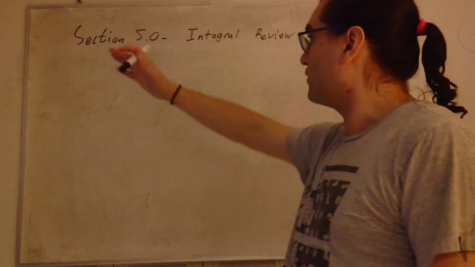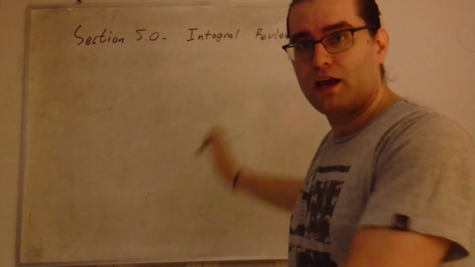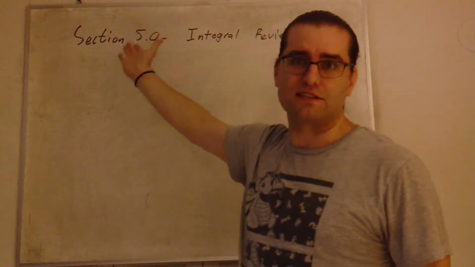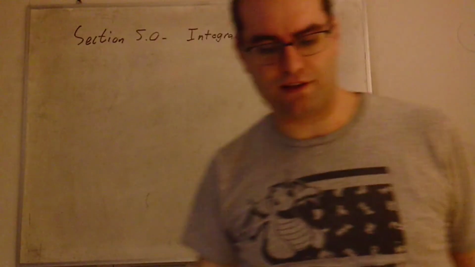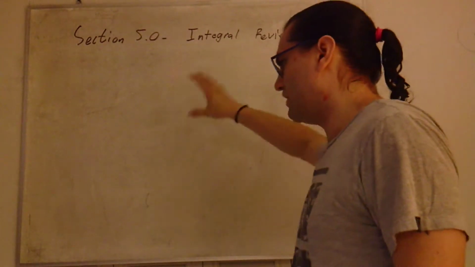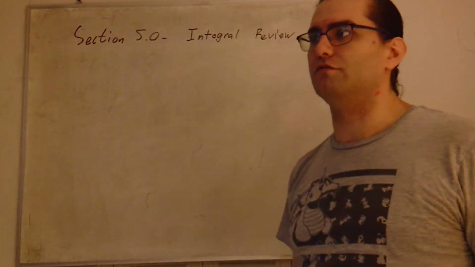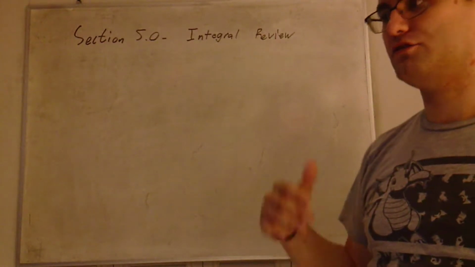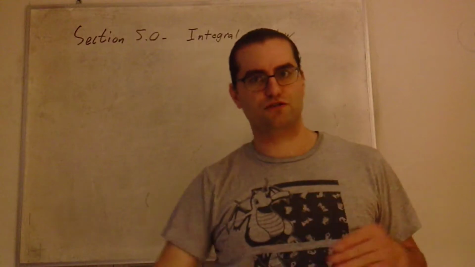This is our opening lesson for Calc 2. And we are opening Calc 2 with a section that does not exist. There is no section 5.0. 5.0 is what I'm calling this because this section of homework problems is a collection of review problems from the end of Calc 1. Calc 2 picks up pretty much right where Calc 1 left off. We're just going to go straight into it.